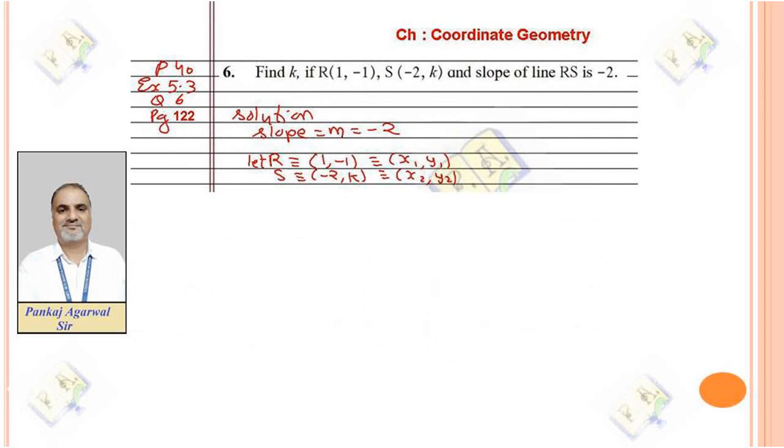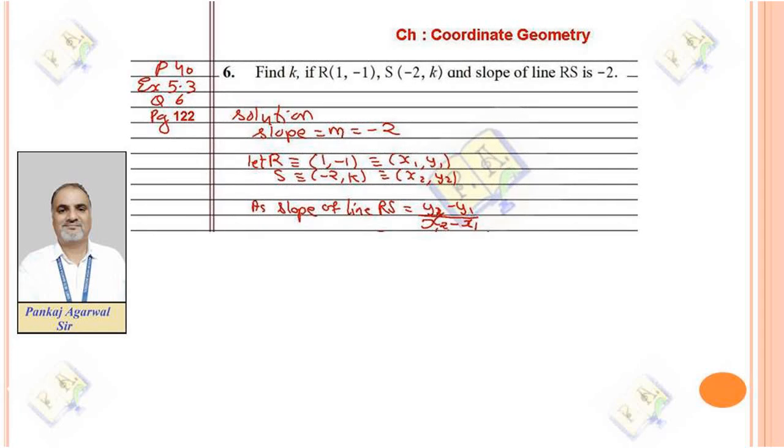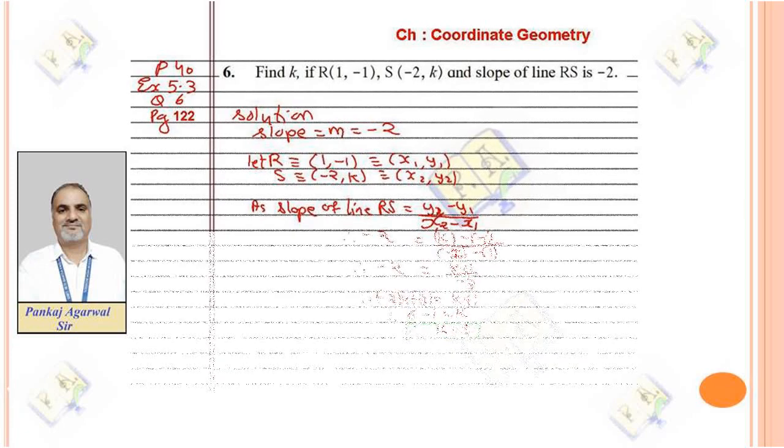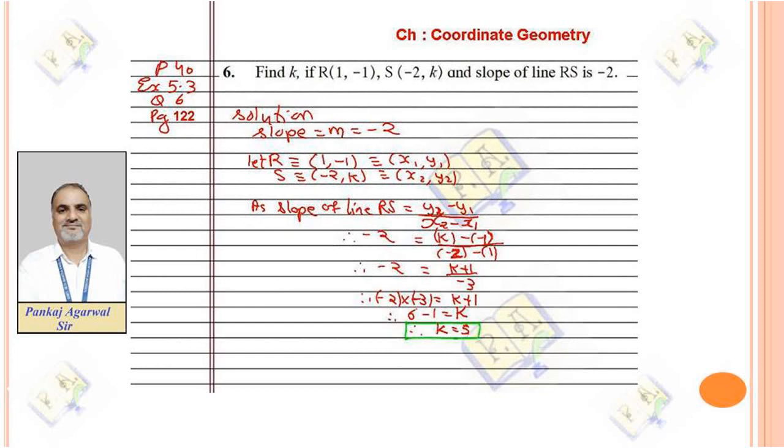P40. Find K, which is a variable over here, if R coordinate is 1 comma minus 1, S coordinate is minus 2 comma K, and the slope of line RS is minus 2. So let R coordinate be x1 comma y1 and S coordinate be x2 comma y2. Therefore, the slope of the line RS will be y2 minus y1 whole upon x2 minus x1. Therefore, minus 2 equals K minus of minus 1 whole upon minus 2 minus of 1. On solving, we will get the value of K as 5.